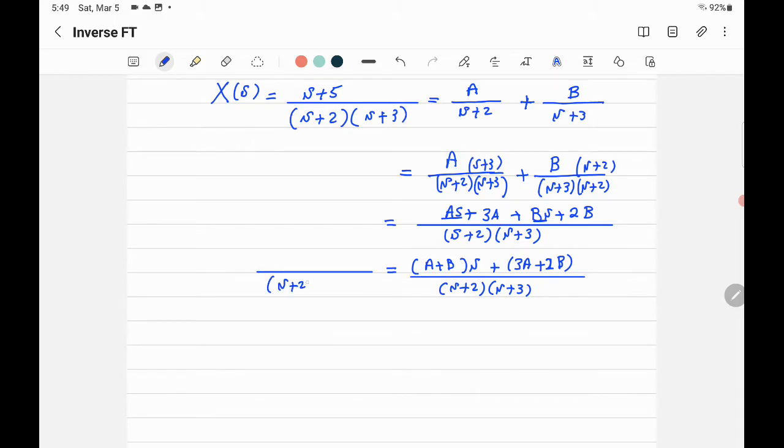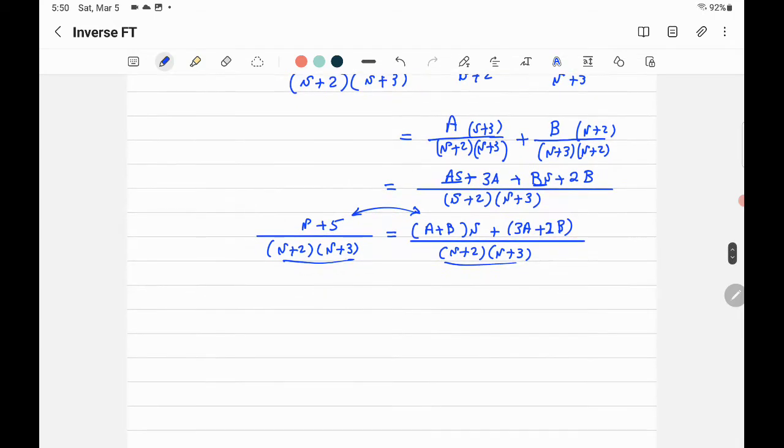s plus 2 times s plus 3. And at the top you have s plus 5. The denominators are equal, so the numerator should also be equal. So compare that. You have s here, the coefficient of s is equal to 1, right? The coefficient of s is equal to a plus b. So you can equate them to a plus b. The top part here equals the top part here.